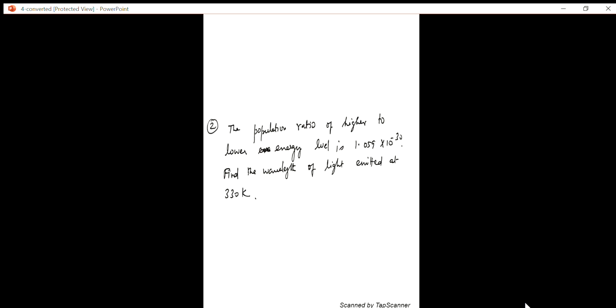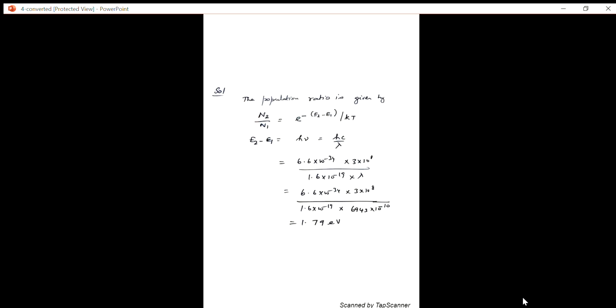It is a simple problem. The population ratio of higher to lower energy level is 1.059 × 10^-30. Find the wavelength of light emitted at 330 Kelvin. This is the solution of this question.